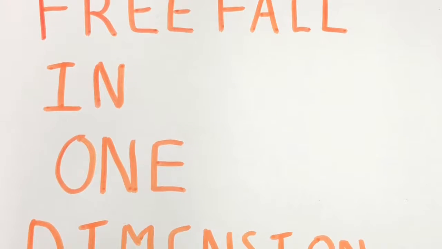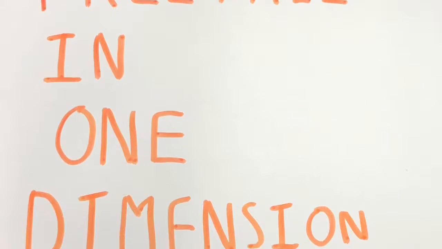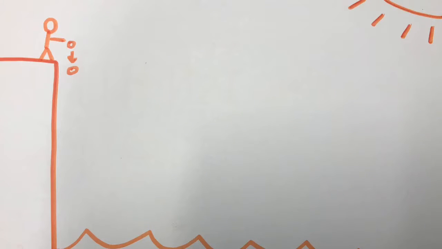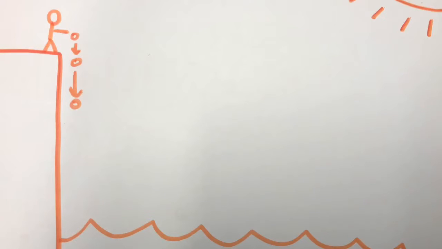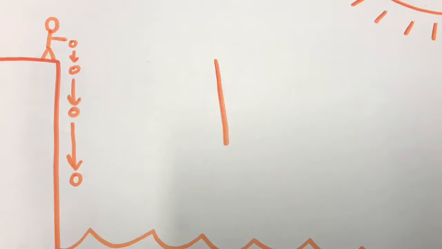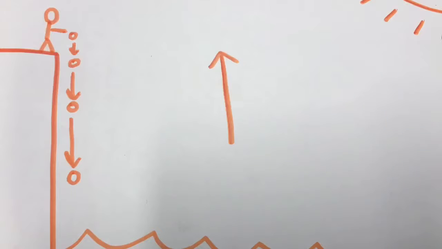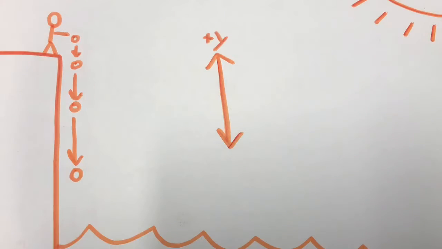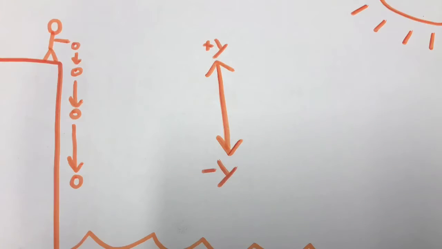In this video, we will be talking about freefall in one dimension. In freefall in one dimension, we will be analyzing the motion of an object up or down, accelerating towards the center of the Earth constantly. This is what we will call acceleration due to gravity and label it with a lowercase g. For coordinate systems, we will typically label away from the Earth in the positive y direction and towards the Earth with negative y.